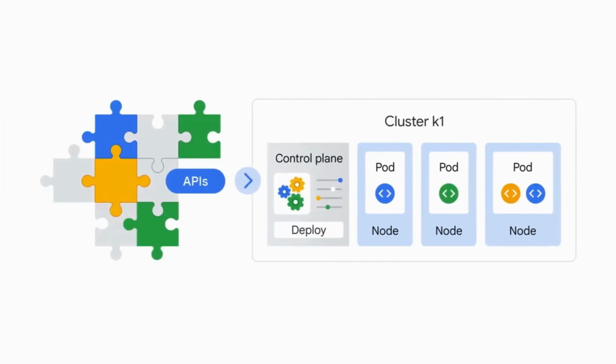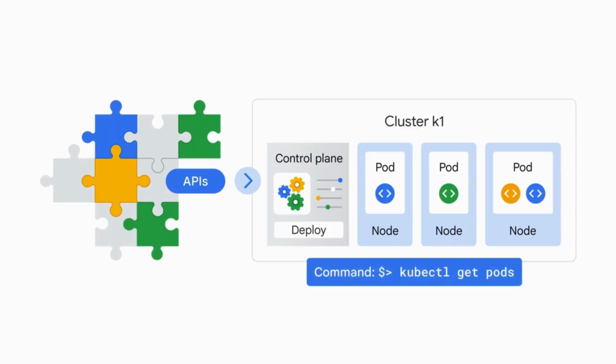A deployment represents a group of replicas of the same pod and keeps your pods running even when the nodes they run on fail. A deployment could represent a component of an application or even an entire app. To see a list of the running pods in your project, run the command kubectl get pods.